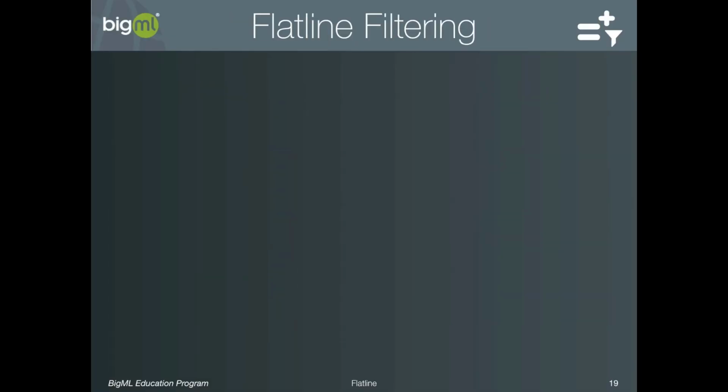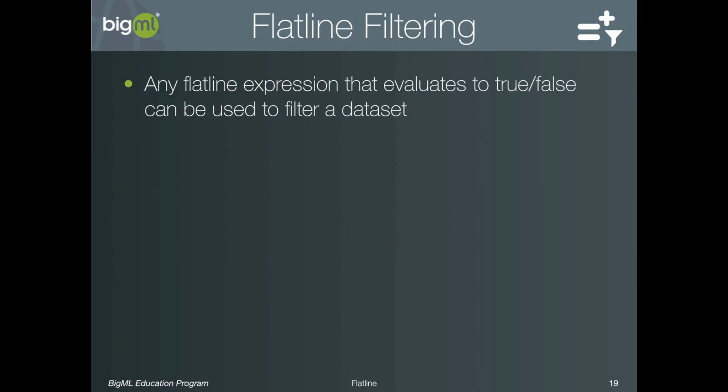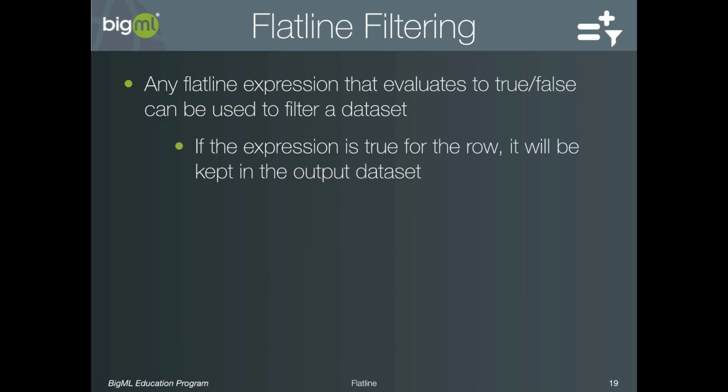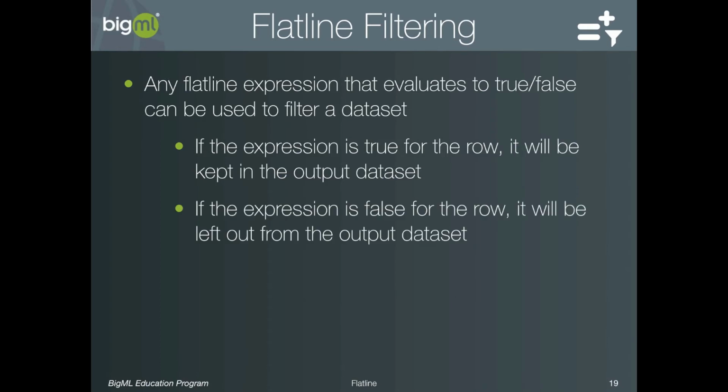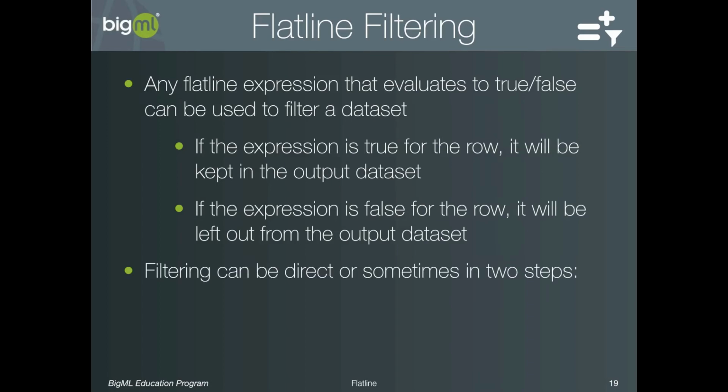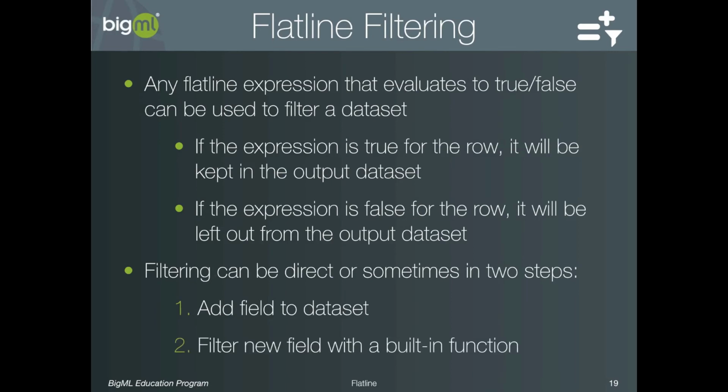We can also filter datasets using Flatline Expressions. Any Flatline expression that evaluates to true or false can be used to filter a dataset. When processing the dataset, each row will be passed to the Flatline expression. If the expression is true for the row, then the row will be kept in the output dataset. And if the expression is false for the row, then it will be discarded. Notice that filtering can be direct by specifying the S expression in the filtering menu option, or it can be done in two steps. That is, we could use the Add Field options to create a new feature, and then use one of the built-in functions to filter on this new feature, as we saw in the basic section.